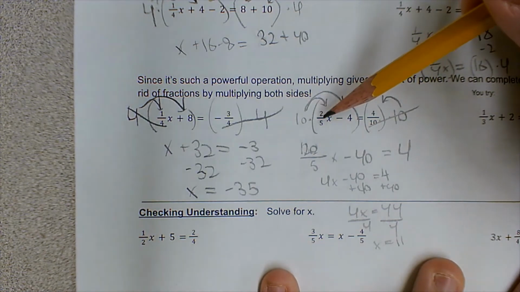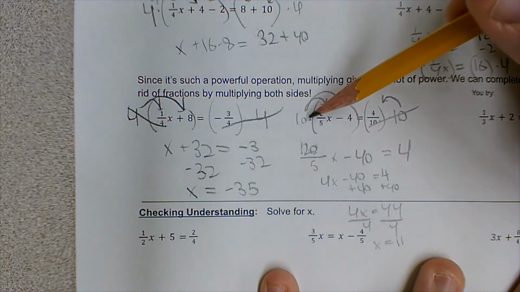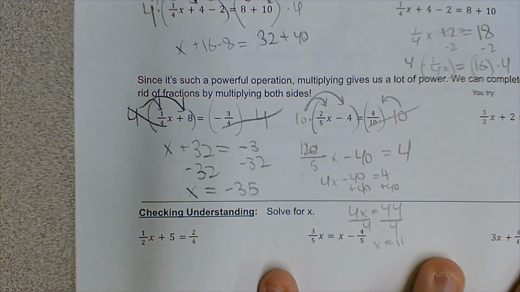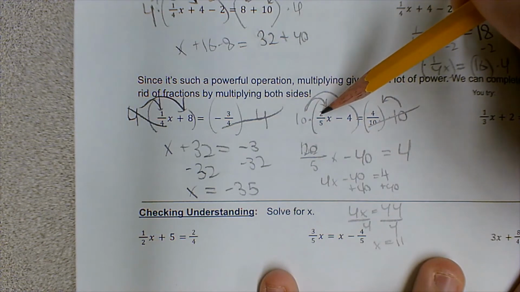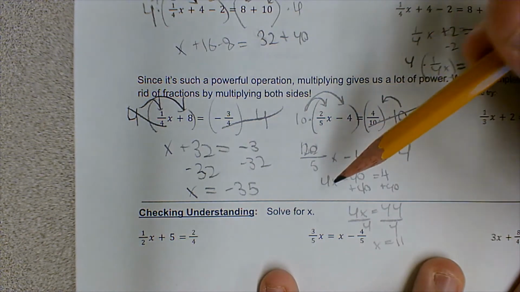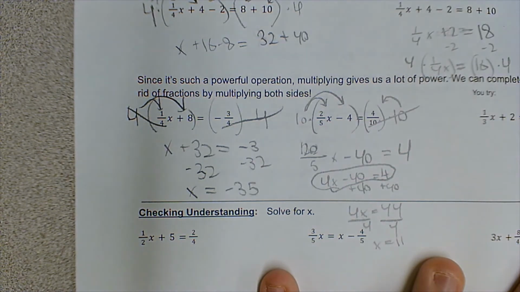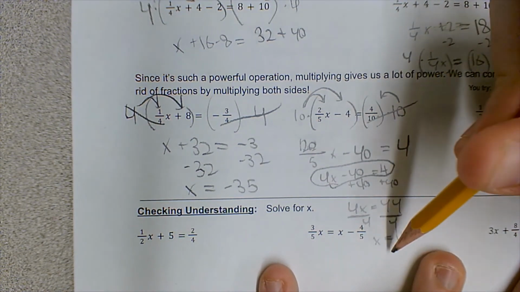I got rid of both fractions by multiplying by their least common multiple, by multiplying by whatever number will cancel out both of them. That was 10. I canceled out my 10s here. I multiplied the top by 10, divided by the bottom, and I got this clean equation without any fractions in it. Once I got there, it's just like any other problem. I dig towards the x, and I figure out what x is equal to, which was 11.